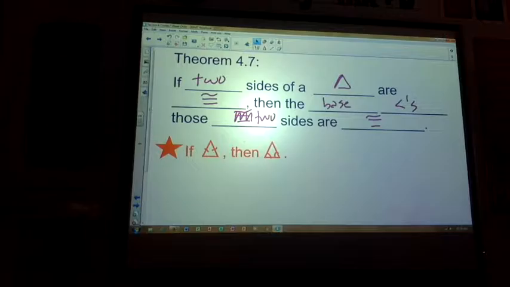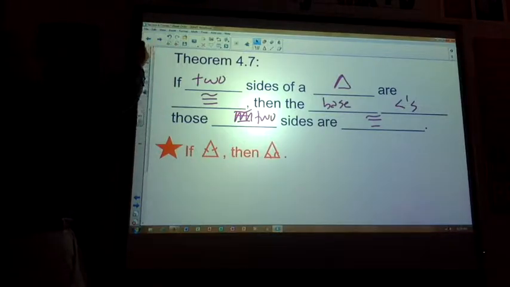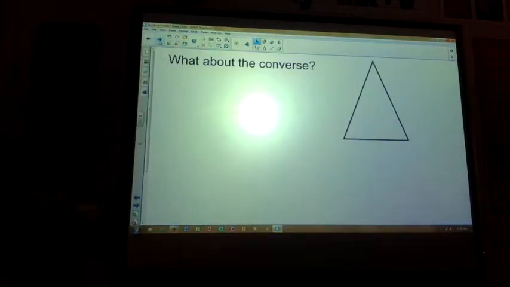Oh, I'm so excited. We're on isosceles triangles. I love this one. Ooh, the Converse. That sneaker. That type of shoe. Chuck Taylors. Just kidding. What about the Converse?